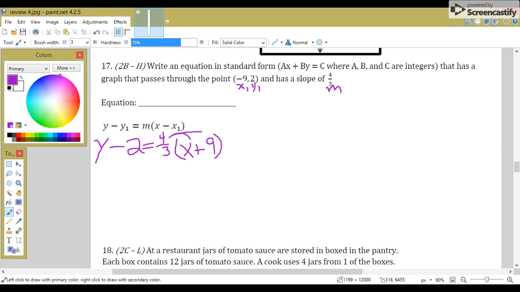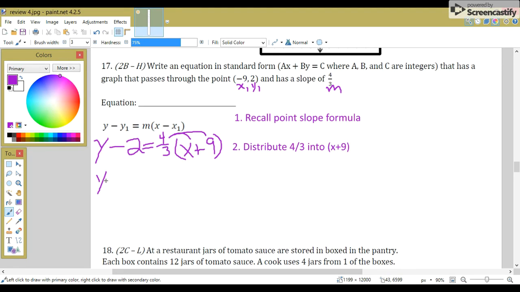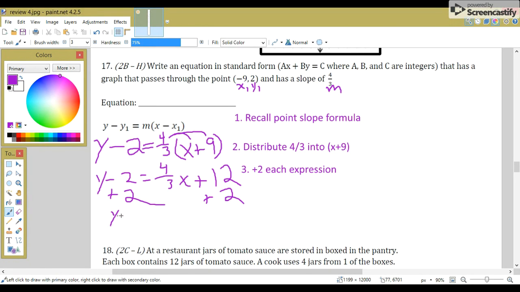Distribute the 4/3 into each term. So we have y minus 2 equals 4/3 x plus 9 divided by 3 is 3. 3 times 4 is 12. So we have plus 12. To get y by itself, let's add 2 to each expression. So I have y equals 4/3 x plus 14.